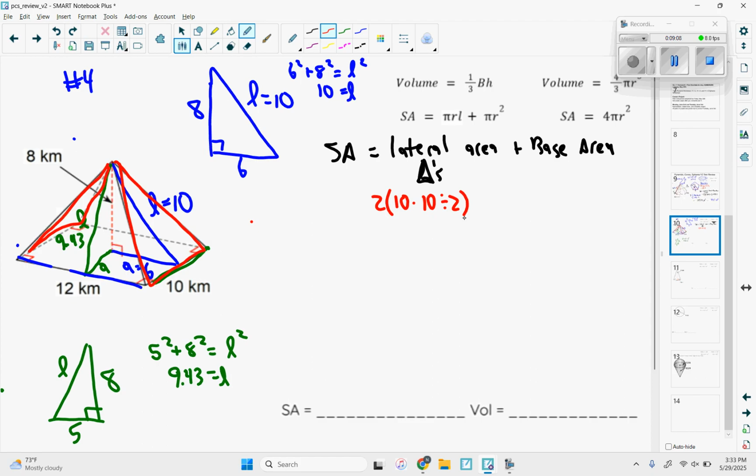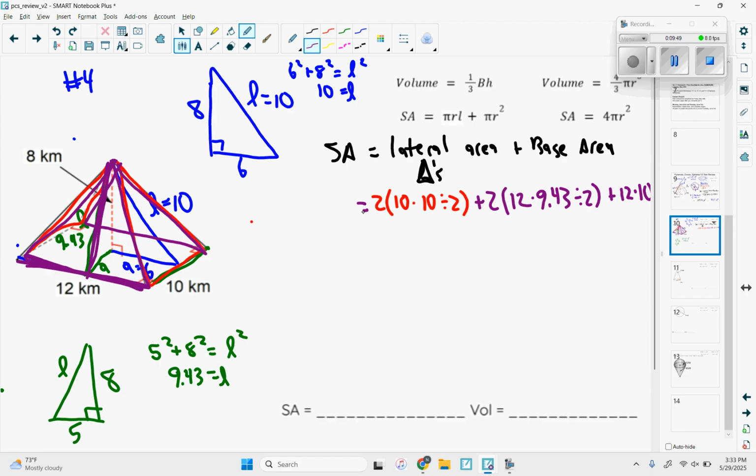Okay. We also have 2 triangles here. I'm tracing in purple, this one in the front and this one in the back. I know it gets a little messy, but there are 2 triangles that have a base of 12 and a slant height of 9.43. And then our base area, it's pretty easy. It's just the rectangle 12 times 10.